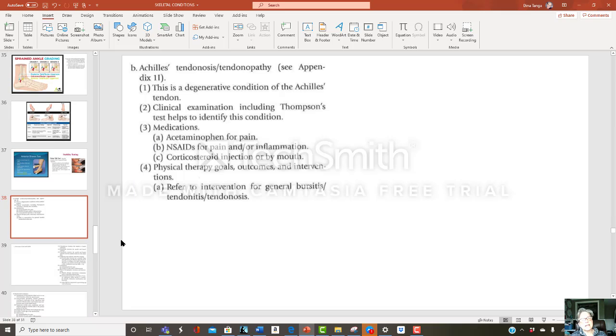All right. Achilles tendinosis, tendinopathy, see Appendix 2. This is a degenerative condition of the Achilles tendon. Clinical examination, including Thompson's test, helps to identify this condition. Medications: acetaminophen for pain, NSAIDs for pain and/or inflammation, corticosteroid injection or by mouth. Physical therapy goals, outcomes, and interventions refer to intervention for general bursitis, tendinitis, tendinosis.